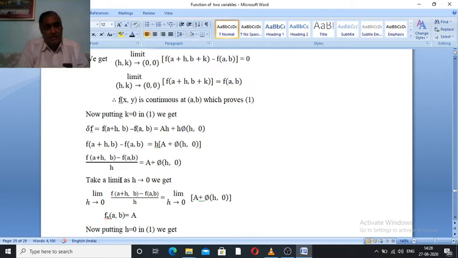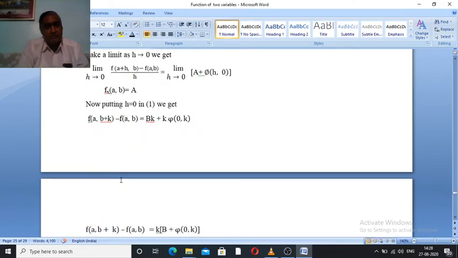Taking a limit as h tends to 0, we get limit h tends to 0, f of a plus h, b minus f of a, b upon h is equal to limit h tends to 0, a plus phi h0. A is constant with respect to the limit, therefore we write directly a. And limit of phi h0 is 0, a plus 0 is a. By definition of first order partial derivative, limit h tends to 0, f of a plus h, b minus f of a, b upon h is equal to f of x a, b is equal to a.